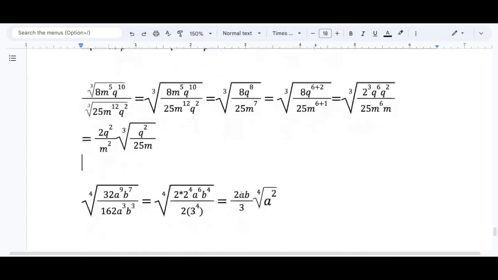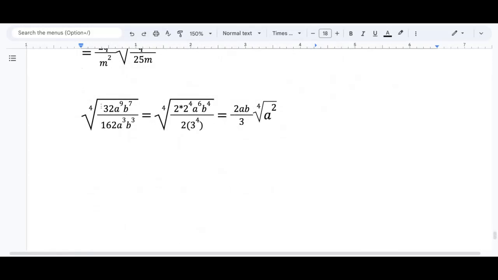All right, let's see the next one. We have a fourth root of this. Now we see that the numbers 32 and 162 can be simplified, right? Because both are even numbers. So let's simplify. We can divide by 2. We can write 32 as 2 raised to 5, which is 2 times 2 raised to 4. 162 is 2 times 81. 81 is 3 raised to 4.